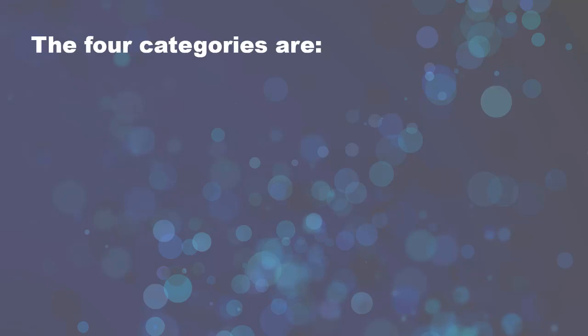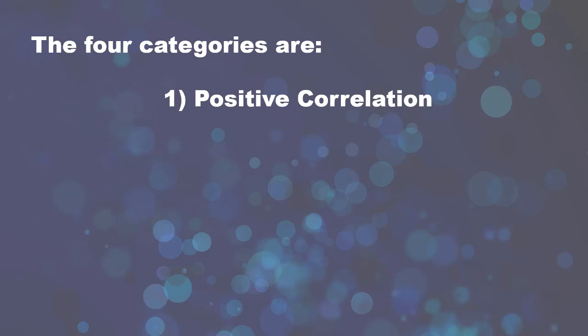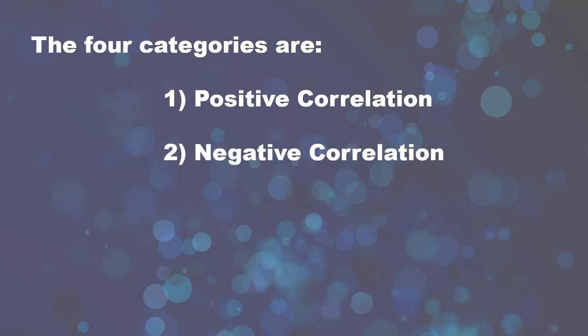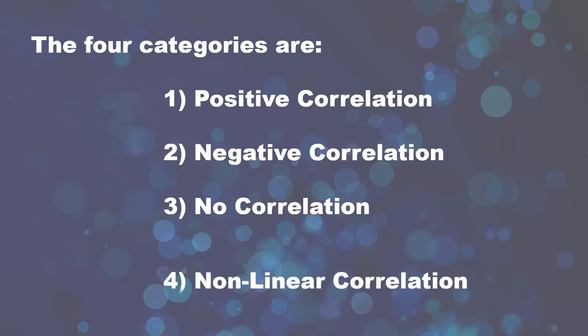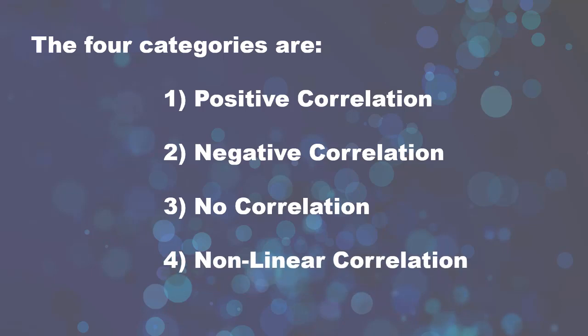So the first category for a scatter plot is going to be positive correlation. The second category is negative correlation. The third category is no correlation. And the fourth category is a nonlinear correlation. So we're going to see some graphic examples of each of those different types of correlation.